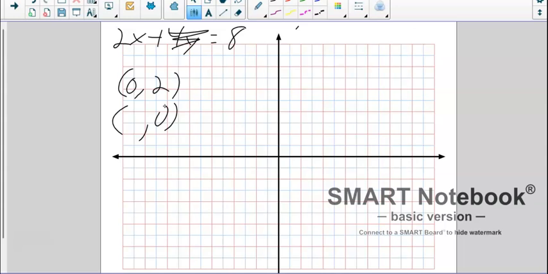2x equals 8, divide by 2, and I have 4. So my 2 points are 0, 2, and 4, 0. 1, 2, 3, 4. And again, I can real quickly find out my slope. It's down 2, right 1, 2, 3, 4, which means I can go down 2, 1, 2, 3, 4 to the right, or up 2, and 1, 2, 3, 4 to the left.